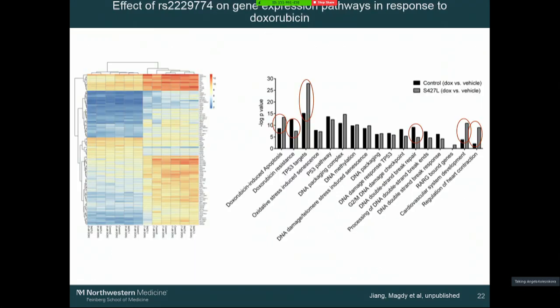We spent some time looking at the genetics behind it, and long story short, as expected, for the pathways that are involved in doxorubicin response, there is some differential between the patients who have this specific variant.